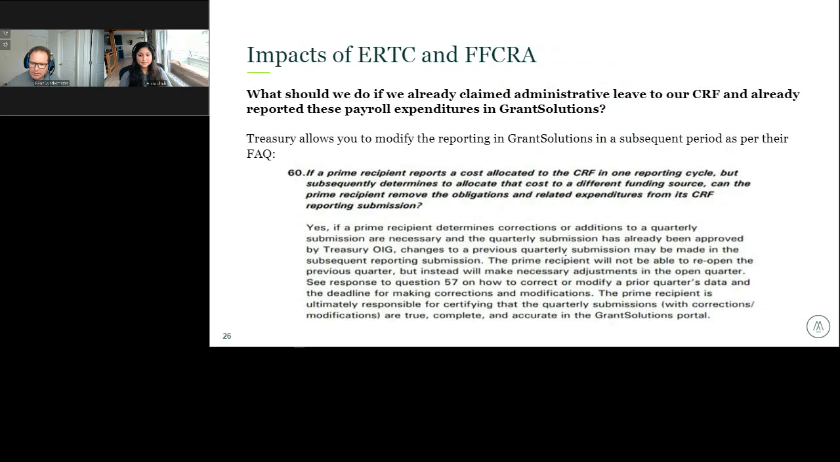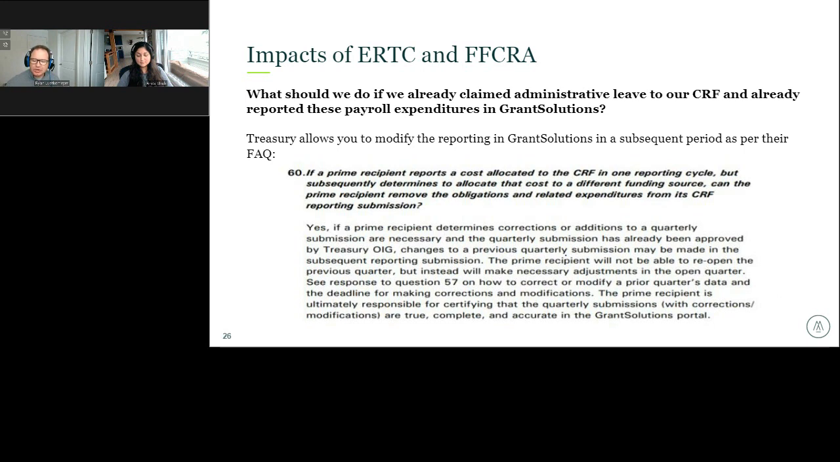All right. So just real quick, just continuing on here. So the impacts of these credits. So we've talked about the fact that the expenses for this type of leave were originally allocated to the CRF fund. And all of the previous reporting, if you were applying it to the CRF fund, all the previous reporting within Grant Solutions addresses the administrative leave.